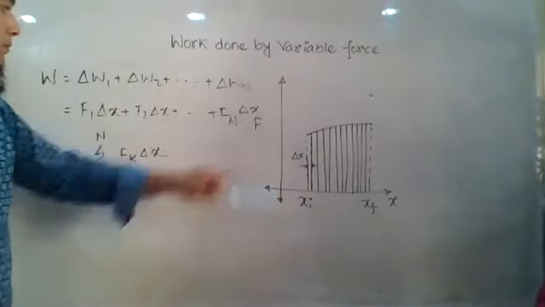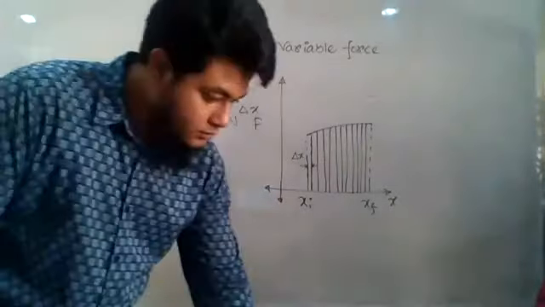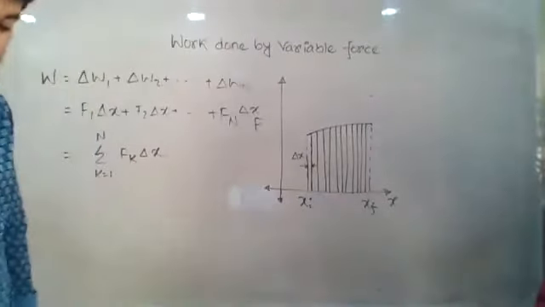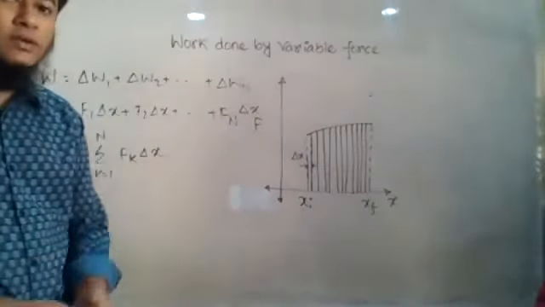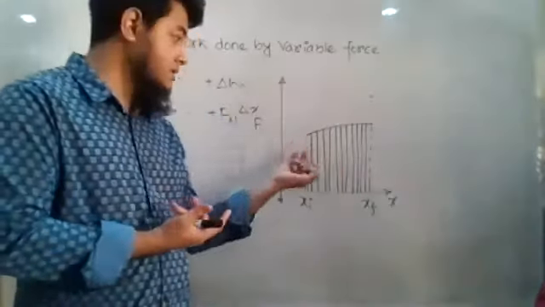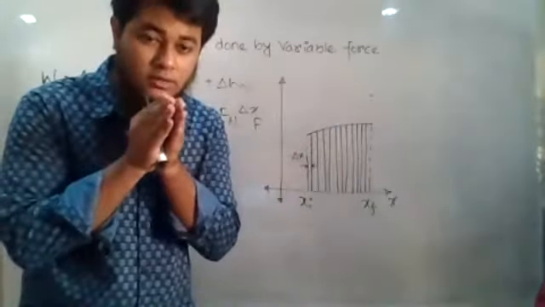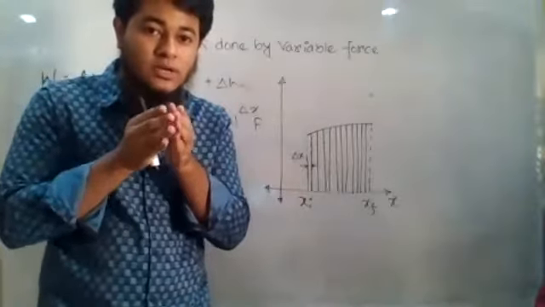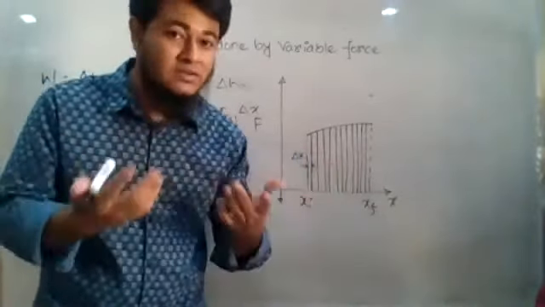Okay. So this is a general equation. But as I already told you, we will get a more accurate value if I make the segments smaller. As the segments get smaller, the number of segments will increase, right?